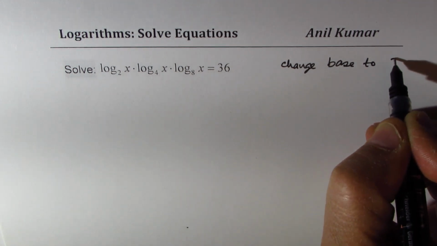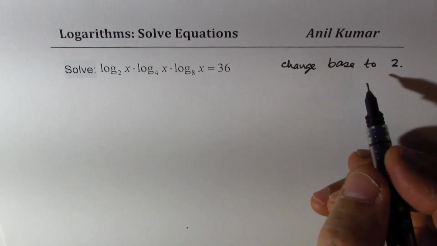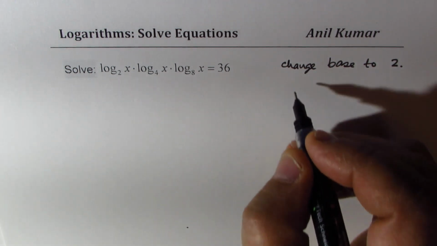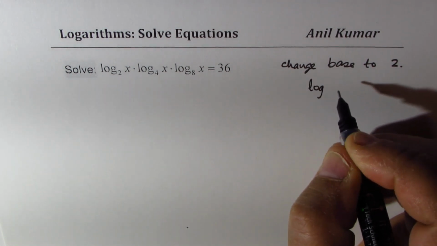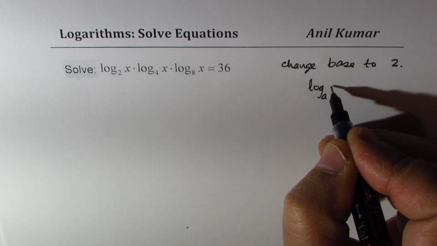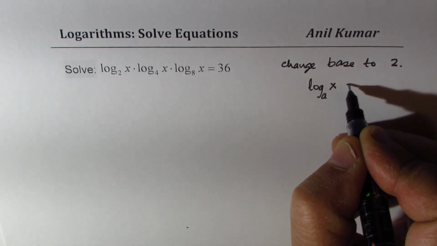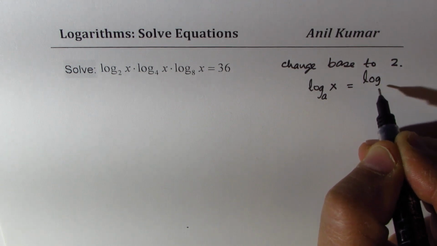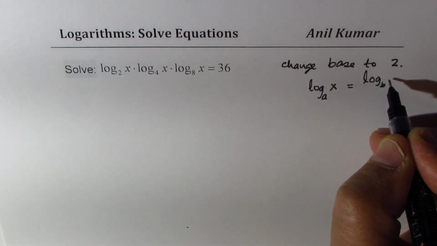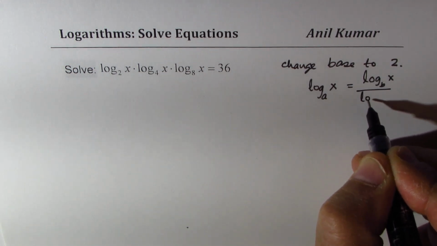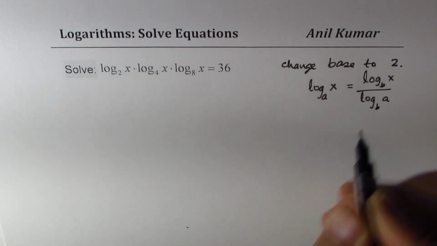Best is to change the base to 2. Correct? So the change of base formula, I hope you remember. Let me just place this formula here. If I have log a of x, and I want to change the base to b, then it becomes log b of x over log b of a. Correct? So that is the formula.